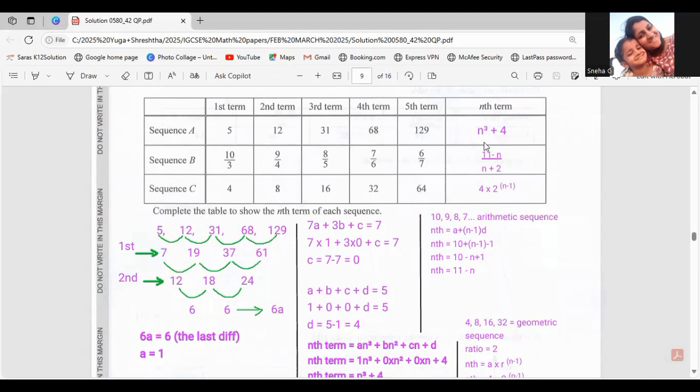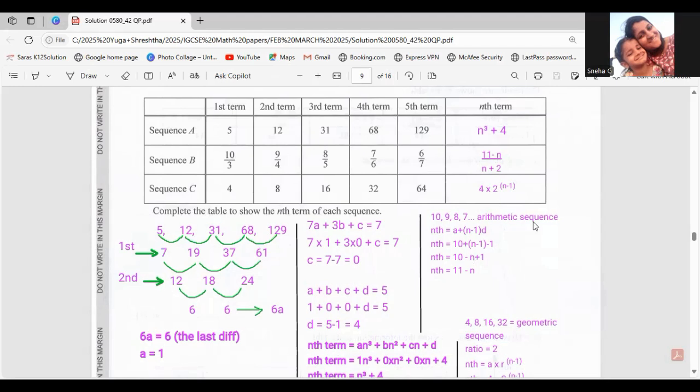So to work out the nth term of the sequence, which is n cubed plus 4. Then we will move to sequence B. Sequence B is an arithmetic sequence. There are two arithmetic sequences: one is in the numerator and the other one is in the denominator.